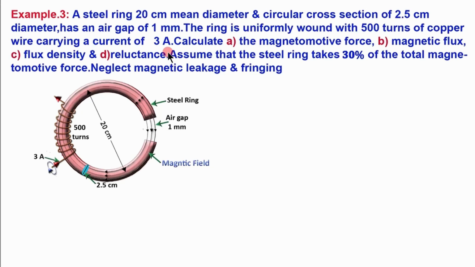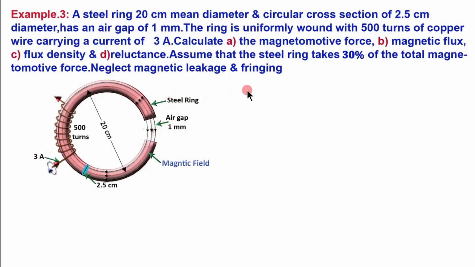We are asked to calculate A. the magnetic motive force, then B. magnetic flux, C. flux density, and D. reluctance. Out of the total magnetic motive force developed here, we have to assume that 30% of the total magnetic motive force is taken by the steel ring. We can neglect magnetic leakage and fringing.